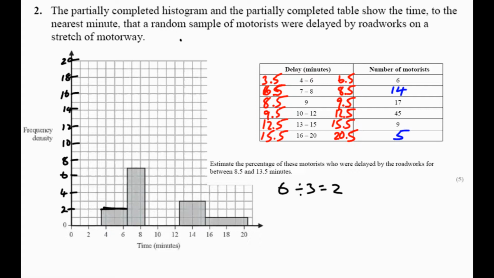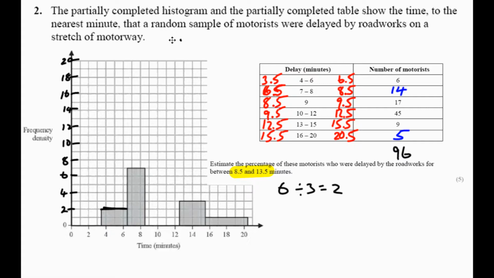All right, so now I actually do have all of the values there. I can find out how many motorists were involved altogether. A quick count gives us 96. There's 96 motorists altogether. Okay, and back to the question. I was asked what percentage are between 8.5 and 13.5. Thinking on the table, which of these need to be included?